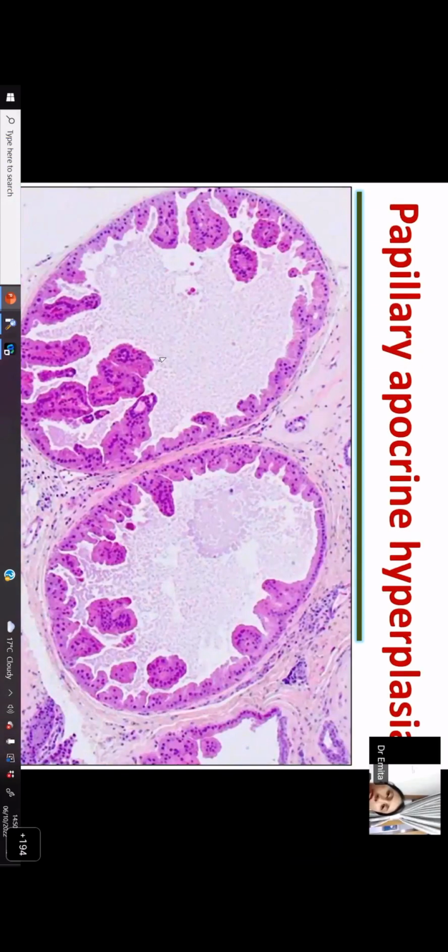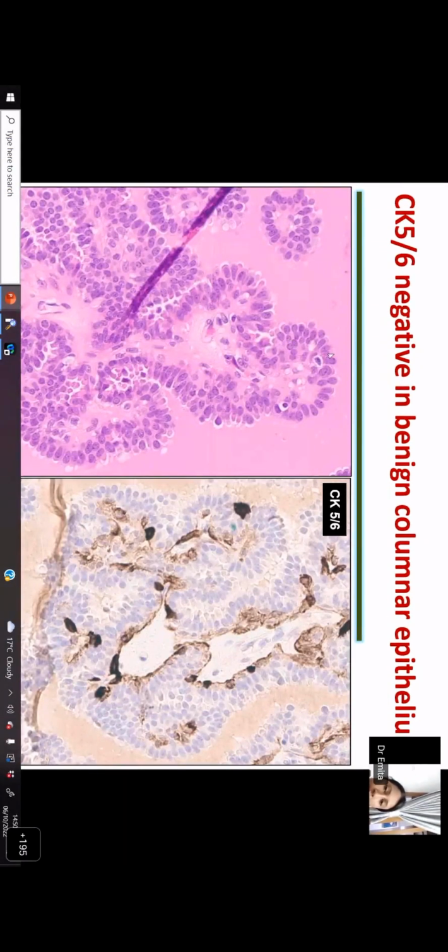So here is a benign papilloma, and you can see at the surface, it is kind of a columnar cell change. And if I do CK5 stain, you can see the columnar epithelium is completely negative. Myoepithelial layer is present, but the columnar epithelium is completely negative. So when it is columnar epithelium, particularly single layered, it will be CK5 negative, even if it is benign. So you have to know this when you are trying to analyze your papillary lesions.